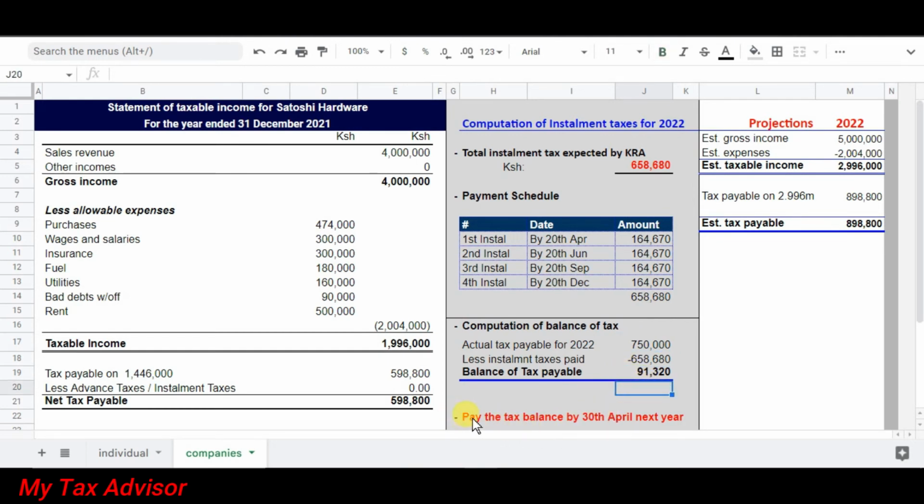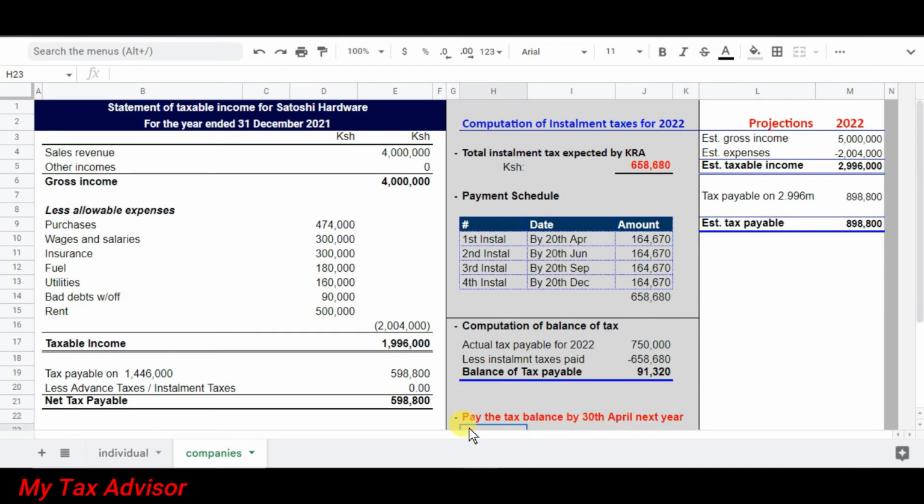The rule is the same. You're supposed to pay them this balance by 30th April of the next year. So like if we are in 2022, you need to give KRA this money by April 30th, 2023, not June 30th.